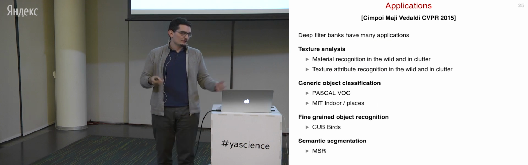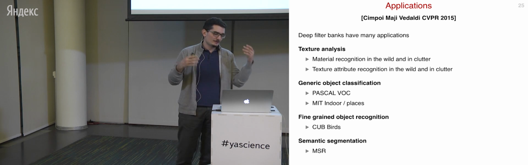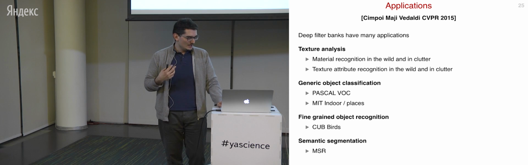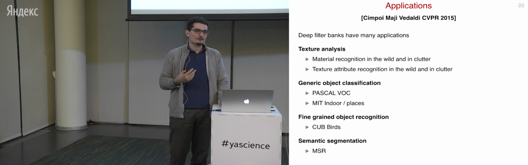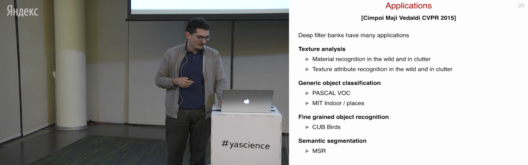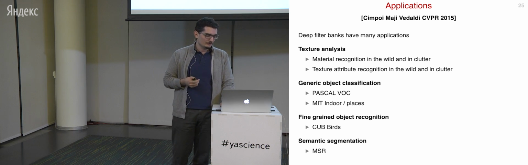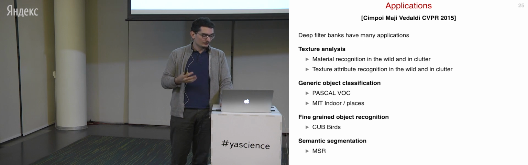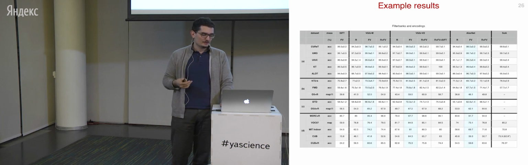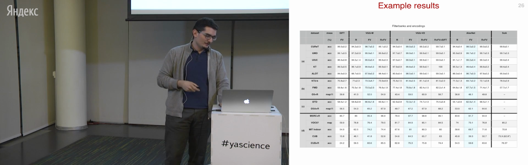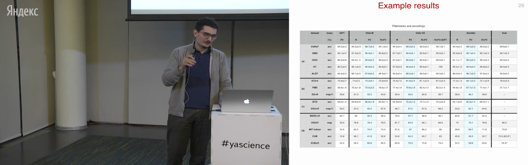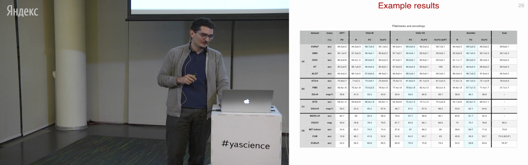So we applied this to many different problems: text analysis, generic object classification, fine-grained object classification, semantic segmentation. And we got pretty much better results than using CNNs in any other way that we could possibly think of at the time. So this is a very good way of using CNNs if you want to do transfer learning with them, using them as filter banks as opposed to using these fully connected layers. Now here's a table with many results. Of course, it's impossible to read it, but if you're interested, we have many such nice tables in the paper, so if you really want to know about the details.